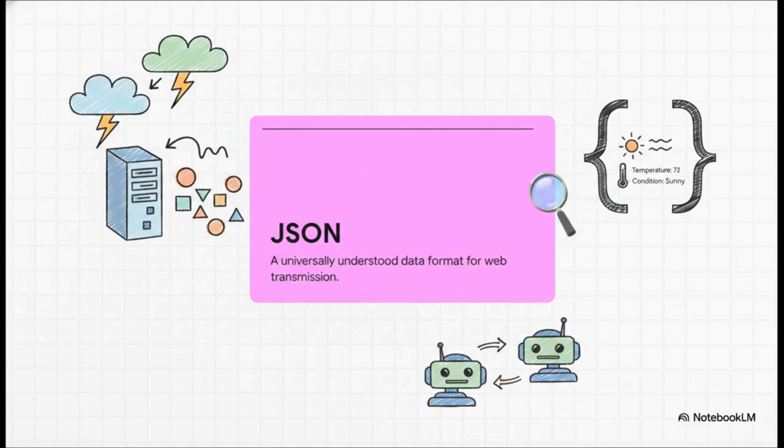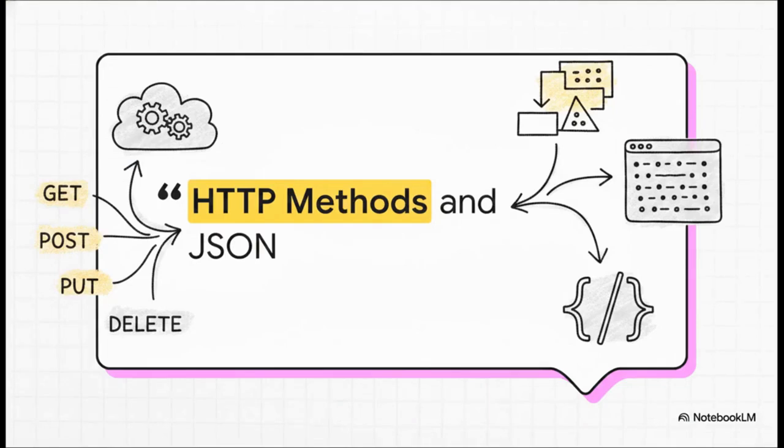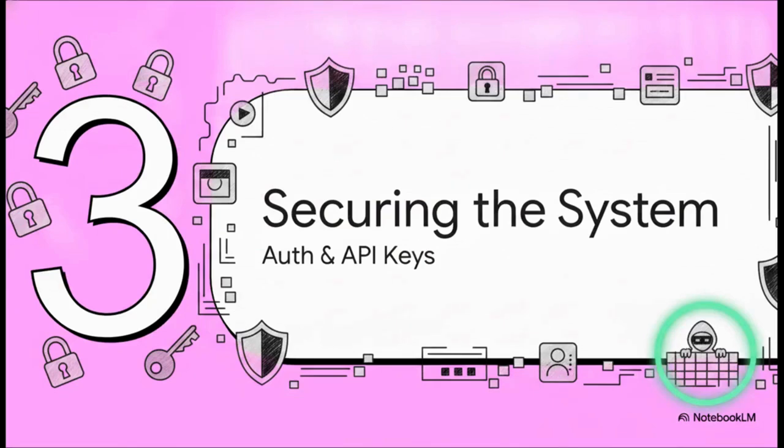lingua franca. So, when you combine HTTP methods and JSON, you're no longer just making a static connection. You are mastering the exact tools that turn a simple wire into a meaningful, two-way communication channel. Your agent knows exactly how to ask for something using HTTP methods, and it knows exactly how to read the answer using JSON.